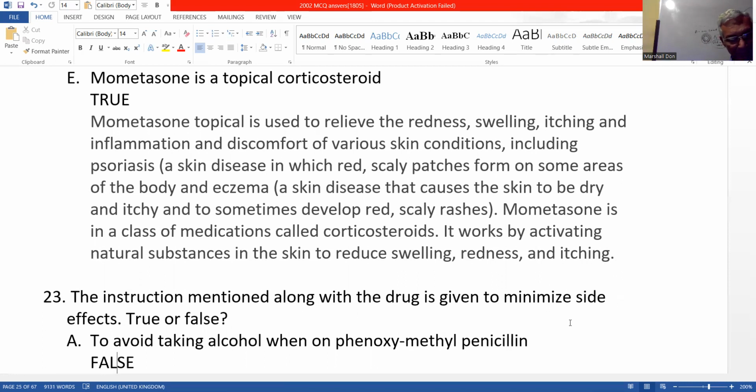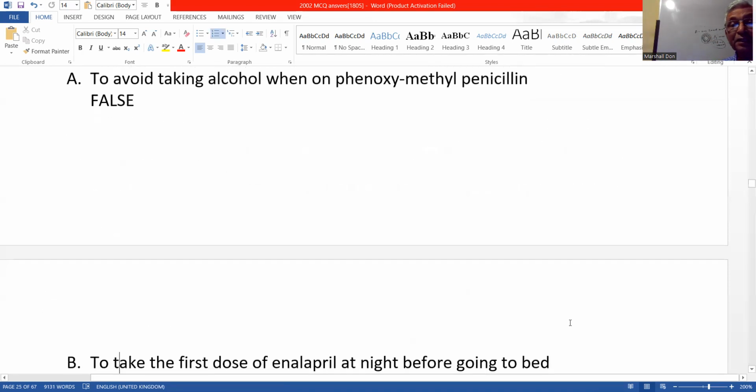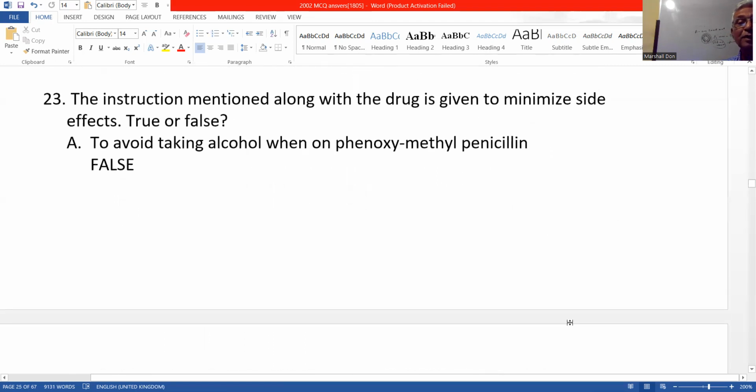So question number 23, the instruction mentioned along with the drug is given to minimize side effects, true or false. To avoid taking alcohol when phenoxymethyl penicillin is given, no. Phenoxymethyl penicillin has no story with alcohol, no problem.